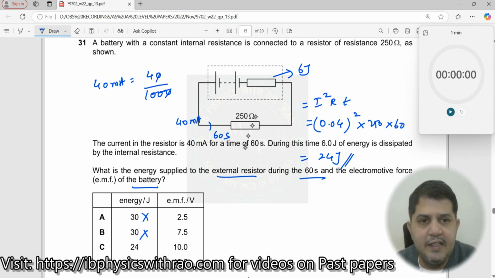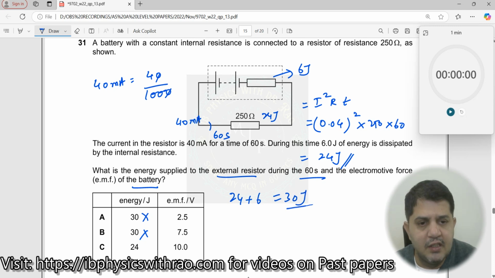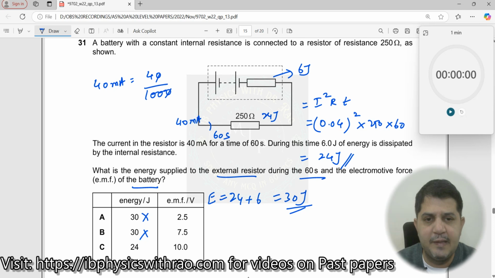Now if this is 24 joules, I need to find the EMF also. Add the 6 joules here as well: 24 plus 6 is equal to 30 joules. Now, how is this useful? This is nothing but the total energy given by the battery, which drives a charge or an electron so that it comes back to the circuit. This is the total energy spent by the battery.